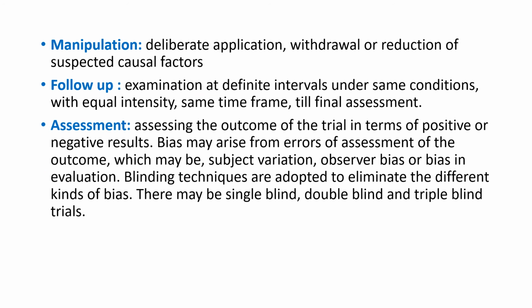Then is the manipulation. There is a deliberate application, withdrawal or reduction of suspected causal factors, and following up is nothing but the examination at definite intervals under the same conditions with equal intensity in the same time frame till the final assessment. And of course, then comes the last part, that is assessing the outcome of the trial in terms of positive or negative results. The bias may arise from errors of assessment of the outcome, which may be subject to variation, the observer bias or bias in evaluation. And to eliminate that, blinding techniques are adopted, which we discussed, can be single, double or triple blind.